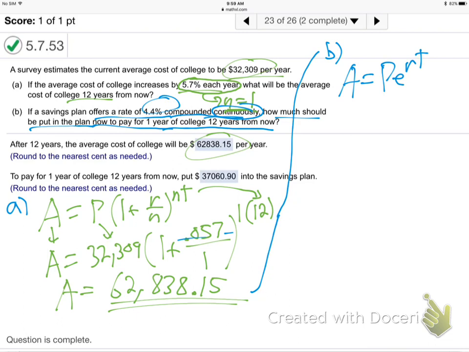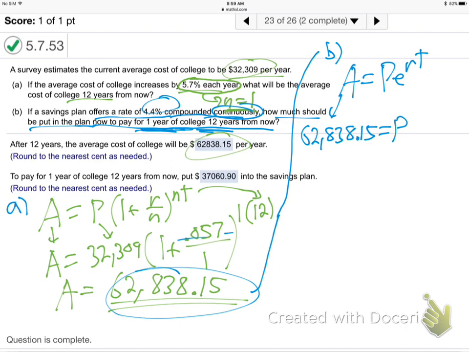So how much in the bank now will grow in 12 years to become that 62,000 number? That'll pay for 1 year of college in 12 years, which is what we just figured out. So that's the amount we want it to become. You agree with that? That makes sense? And the principal is what they're asking for. What principal in the bank today will become that in 12 years. And the interest rate is 0.044. And the T is 12 years.